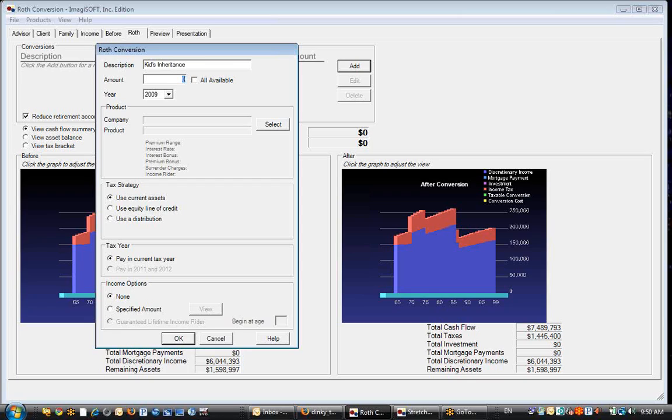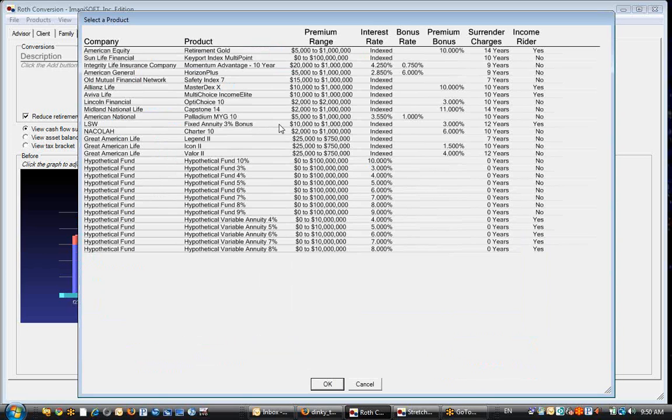And I'm going to take $1 million and convert that in 2010, which is about 2 weeks away. Okay, the tax, then I need to select a product. So out of all these products here, which do you think would give the most growth, Brent, in your, or even the ones you sell even there?